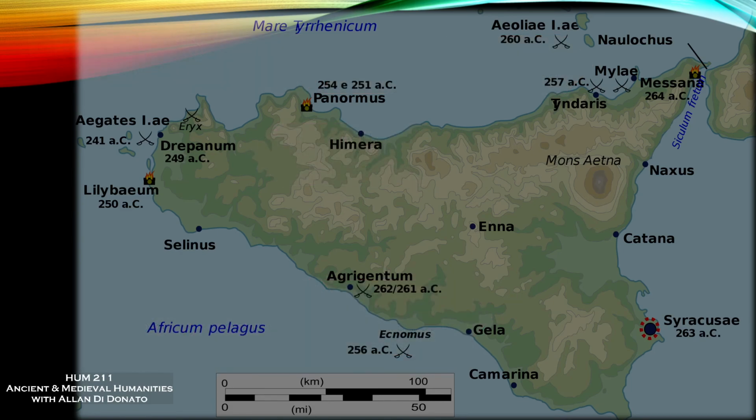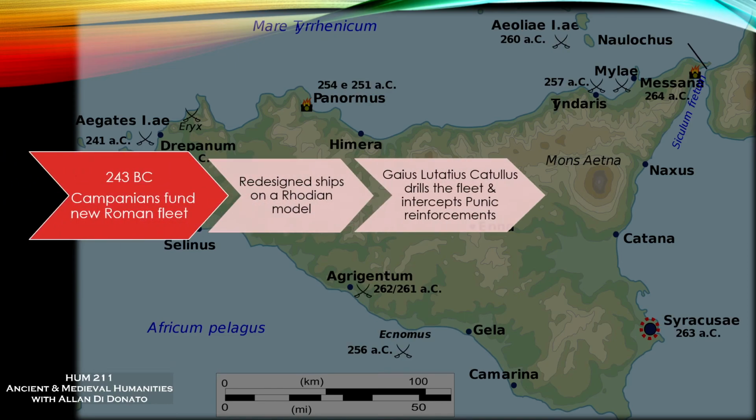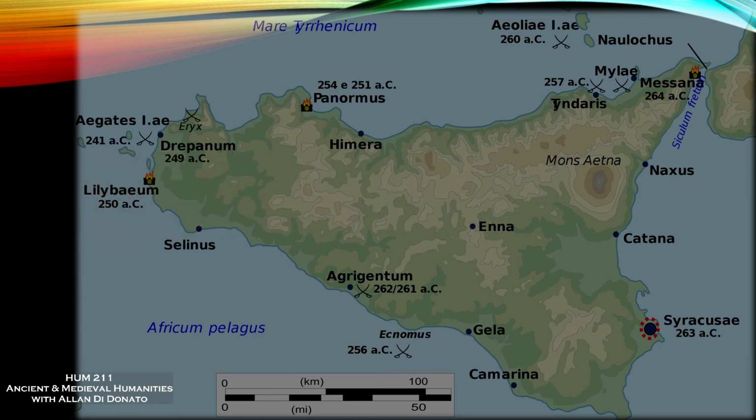And then near the end of the war, they get some funds that are given to them by the richer Campanian nobles in southern Italy. So around 243, they have a final fleet constructed on a new design based off a Rhodian ship. And Gaius Lutatius Catullus decides he's going to drill this fleet and make them into really good sailors, and then is going to be able to intercept reinforcements to the island of Sicily, which are very much in need by the land forces in Sicily. So that's ultimately what's going to turn the tide for the Romans.